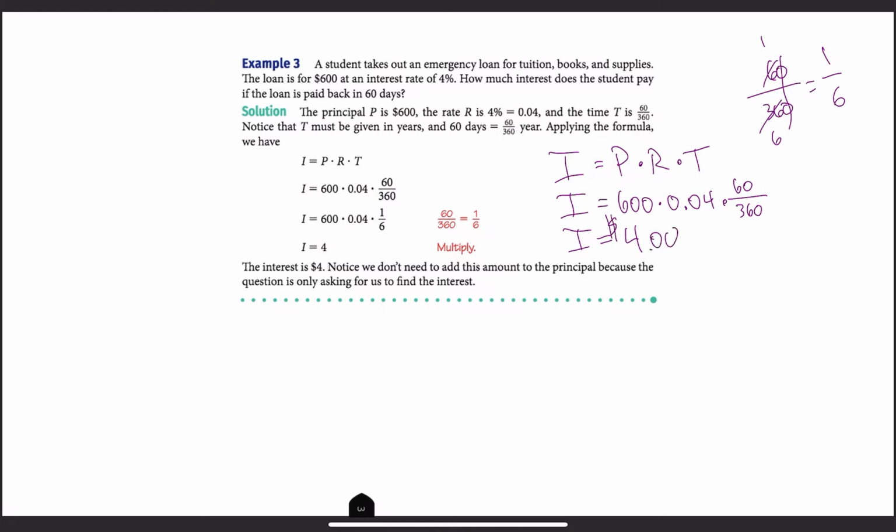Now, why is the interest only $4 on a $600 loan? Well, that's because you only borrowed it for 60 days. Since you paid it back in 60 days, you're not paying an entire year's worth of interest. That's what 4% is. That's for the whole year. You're only paying a portion of that. You're paying a sixth of that because you paid it back in about a sixth of the year. So hopefully that one makes sense.